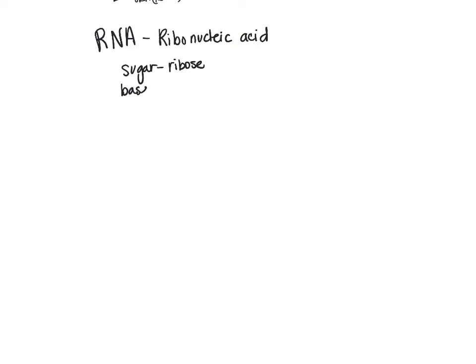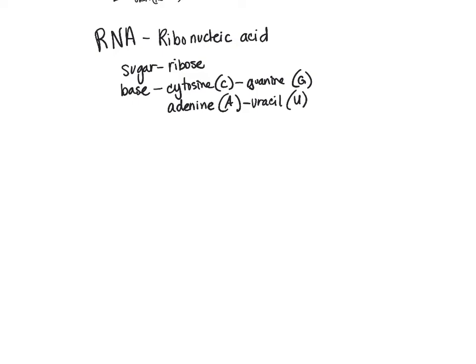And then we have our nitrogenous bases as well in our RNA. In this case, we have our cytosine, which was our C, and our guanine, which is our G. We have our adenine, which is our A. And instead of thymine, which is what we saw in DNA, in RNA we have something called uracil, U. So here is one major difference between RNA and DNA.